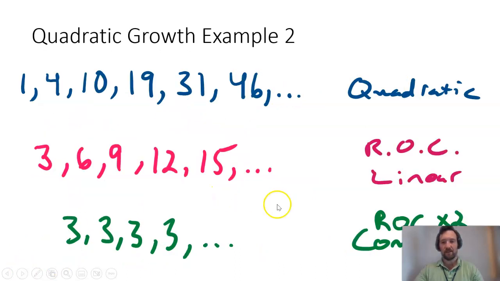Okay, here's another example. Up top I have a quadratic. How do I know it's quadratic? I compute its rate of change. In this case, from 1 to 4 is an increase by 3. From 4 to 10 is an increase by 6. 10 to 19 is an increase by 9. And if I just look at those increases, those numbers in pink there, that's a nice little linear pattern, right? So 3 to 6 to 9 to 12 is linear. How do I know that's linear? Because it increases by 3 each time.